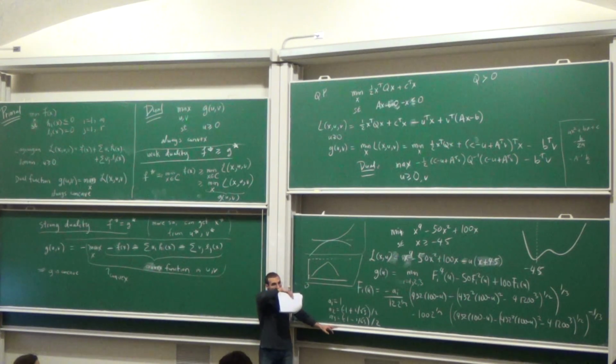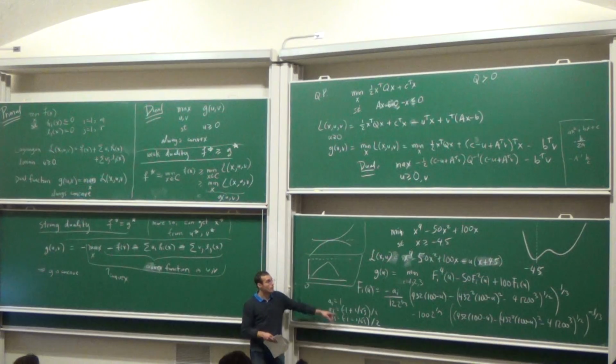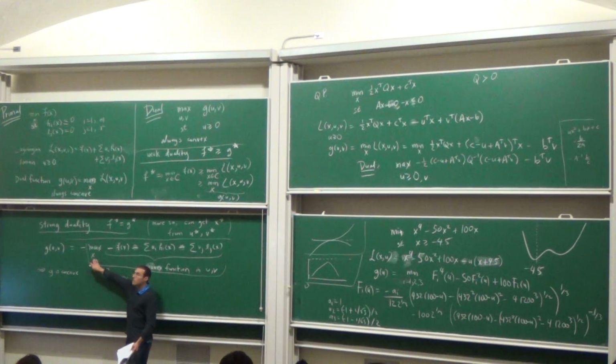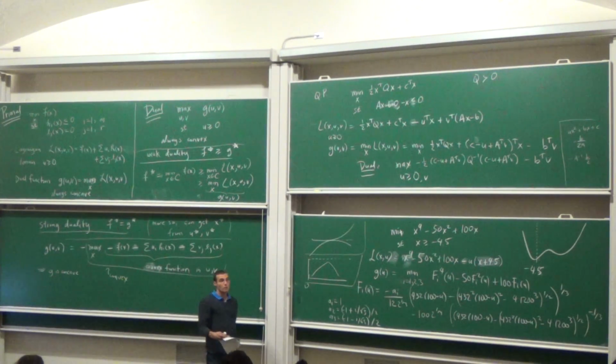Question? It does not, no. It does not. What's that? No, because this maximum is over an infinite number of points. But if this maximum over x were over a finite number of points, then yeah, it would be piecewise.